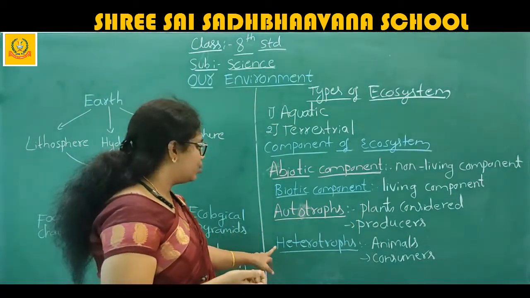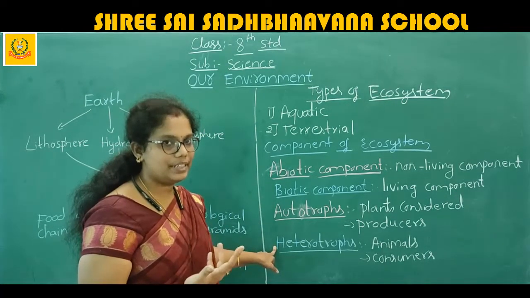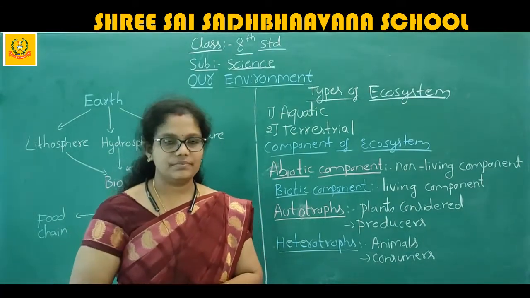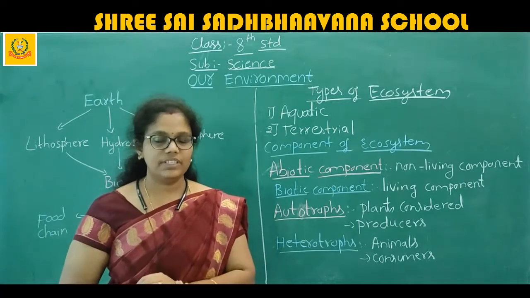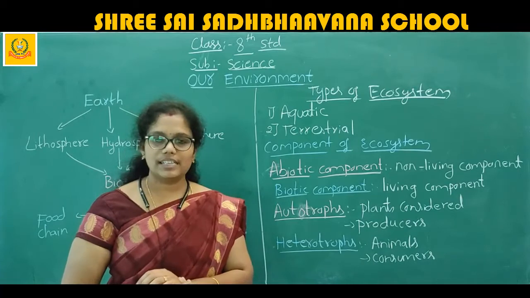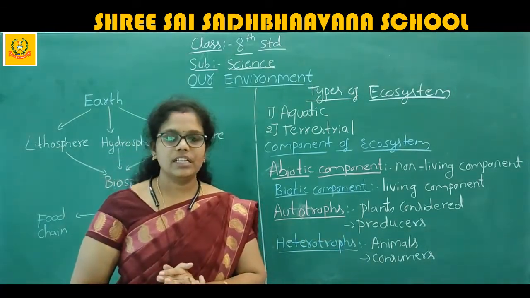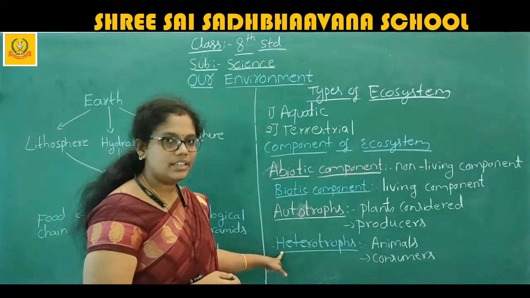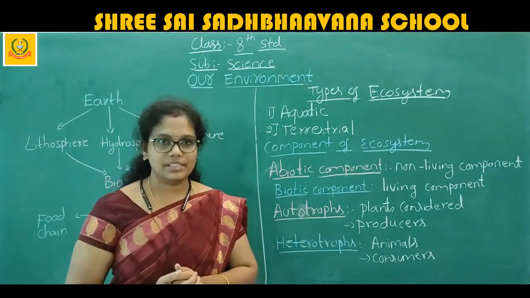And what are heterotrophs? Hetero means dependent. Hetero is nothing but dependent. The organisms which depend on other food, we call heterotrophs. Therefore, the best example for heterotrophs is animals. Animals are the best example for heterotrophs, right? Animals always depend on other organisms for food.